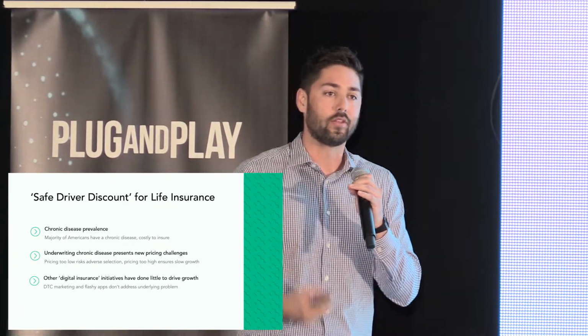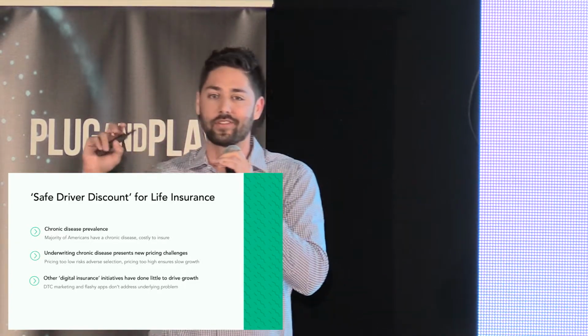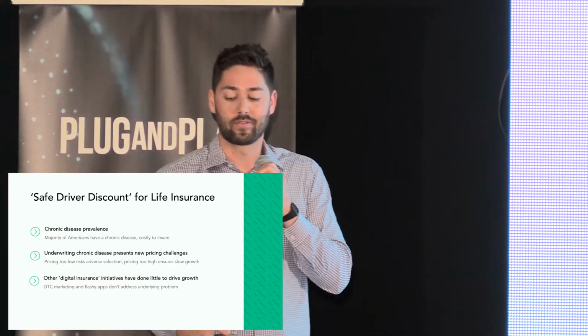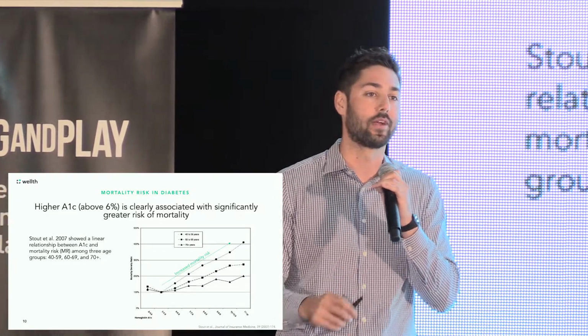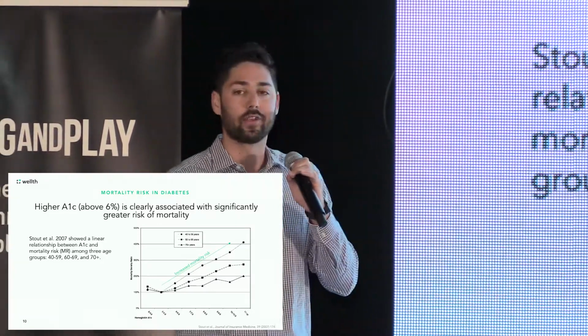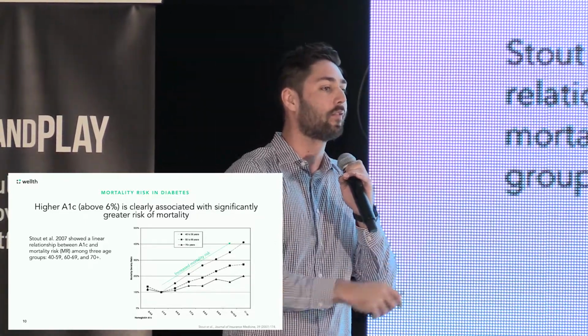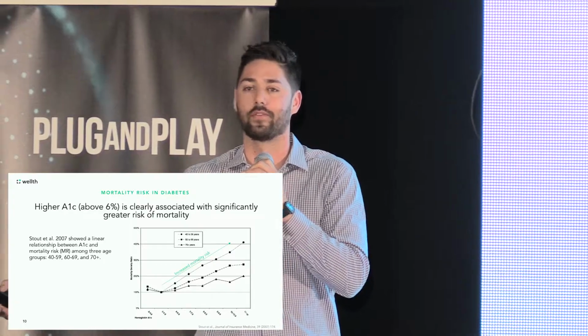So what we do is we help our life insurance clients create this progressive safe driver discount to life insurance. So we go to populations like diabetics. We're launching a new program with AXA, a completely new life insurance product from the ground up, where they are offering and sharing those savings back to those individuals with diabetes for just doing the simple behaviors every day that reduce their mortality risk over the course of life.